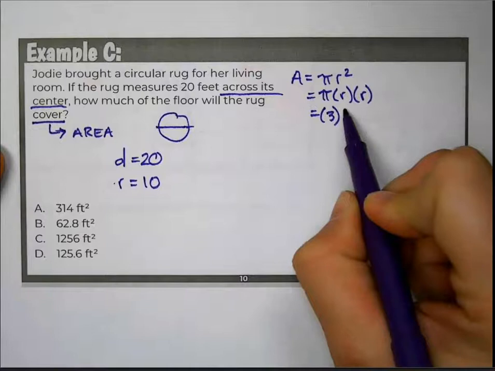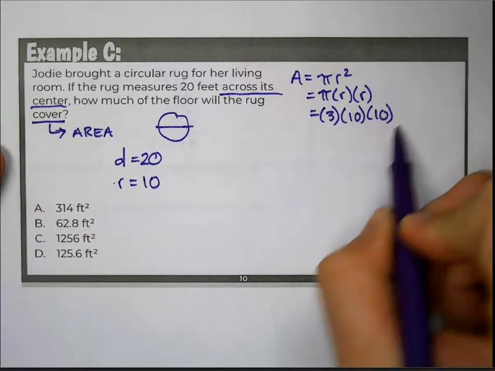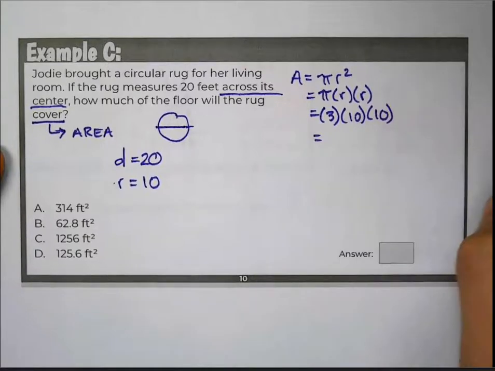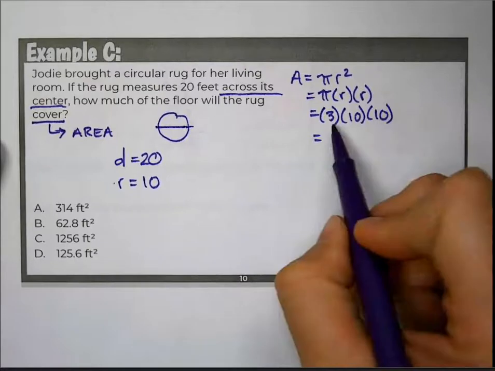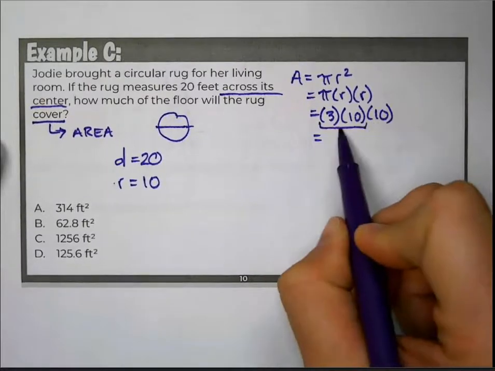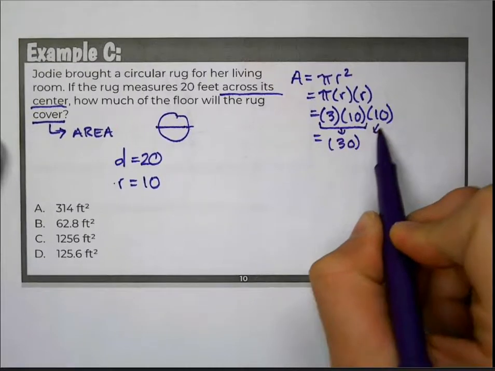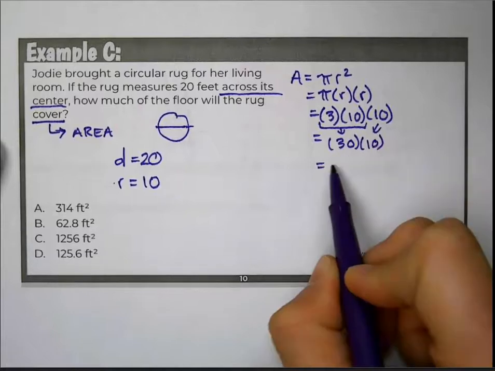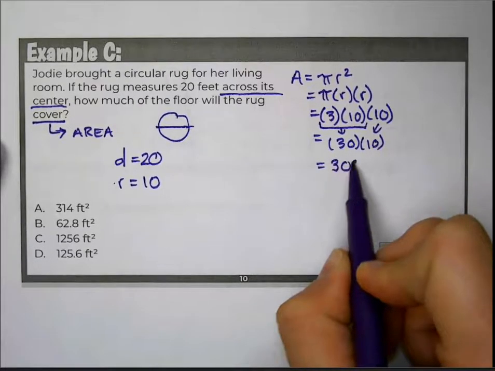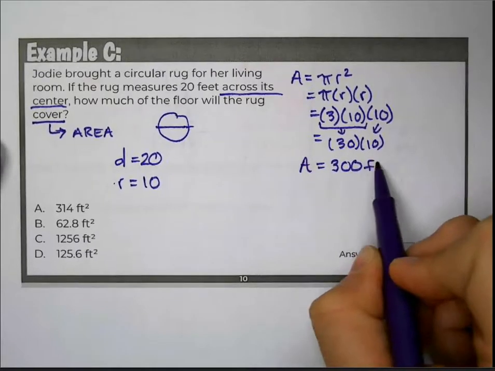The radius is 10, and the radius again is 10. So now I just need to multiply. Let's just do it in order from left to right. 3 times 10, that is 30. And then I bring down this 10. And then 30 times 10 is 300. So my area is 300 feet squared.